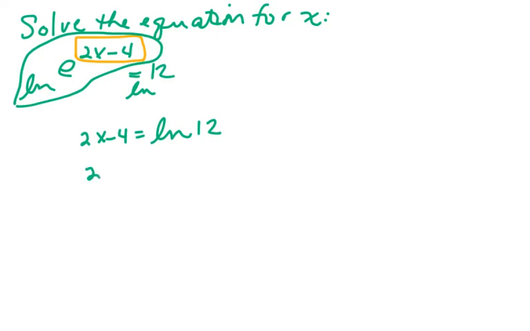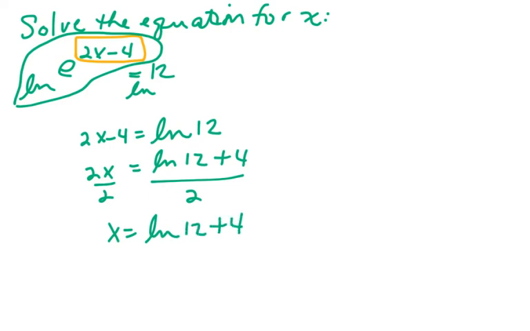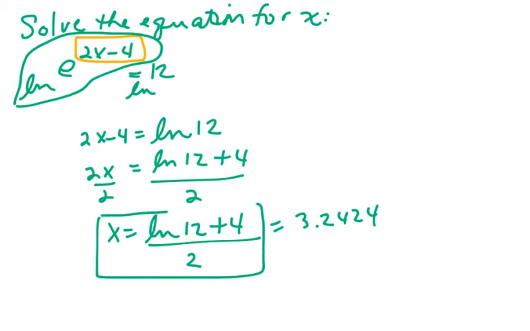Now continue to solve this equation. Get rid of the negative 4, so add a 4 to both sides, and then divide by 2. So you're left with x is equal to (ln of 12 plus 4) over 2. Now you can enter this expression into your calculator, since your calculator knows how to do natural logarithms, and you can get a decimal value. But the most accurate thing to do is to just leave it in this form. Okay, so that's an example of using the inverse property of logarithms, and specifically using it to solve the equation for x.